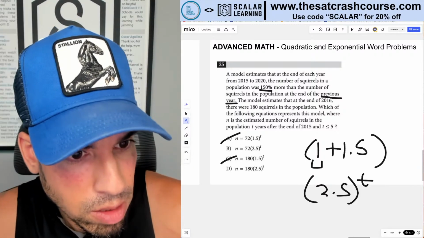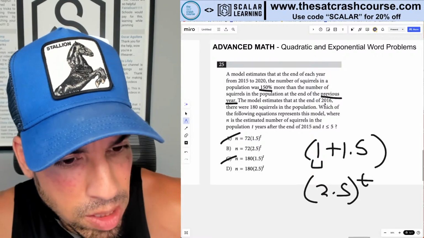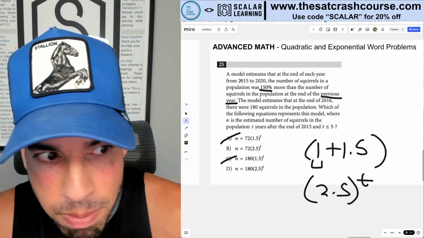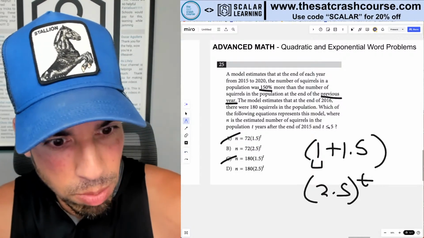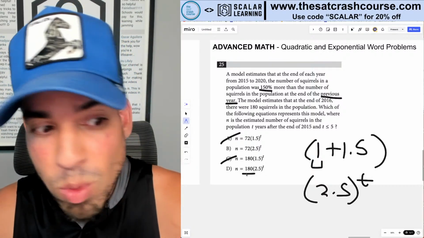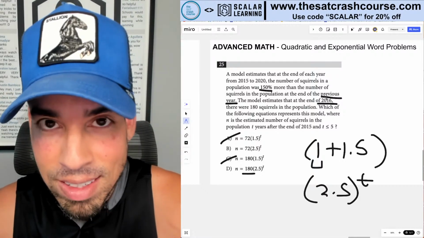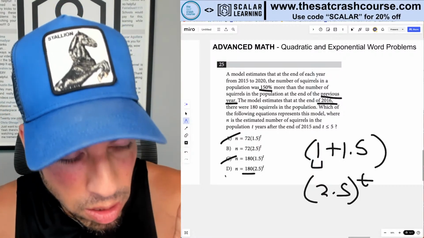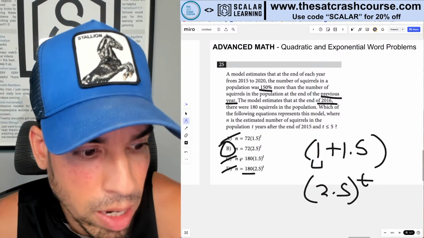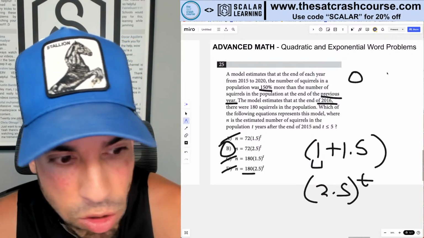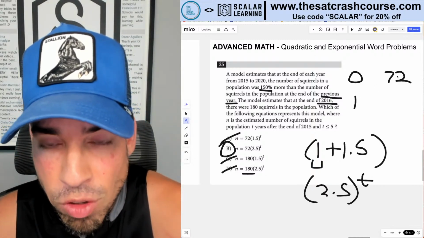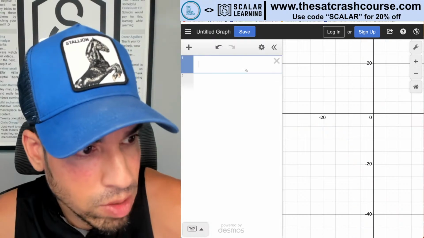Then it also says that, hold on, the model estimates that at the end of 2016, there were 180 squirrels. Okay, I should see my initial value in the front, since it's starting at 2015 when t is equal to 0, because t is years after 2015. You might think 180, but 180 is 2016. Incorrect. So that can't be the value in 2015. So it's got to be B. How do I verify this though now? Okay, so they're saying the initial value when t is 0 is 72. Well, then when t is 1, we should be increasing by 150%. What's 150% of 72? Let's see.